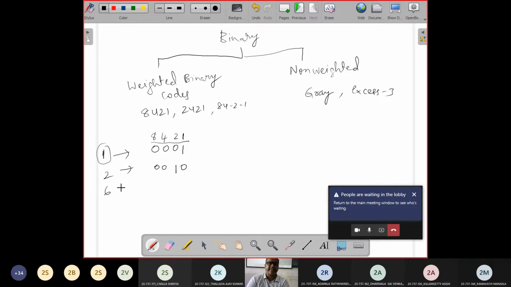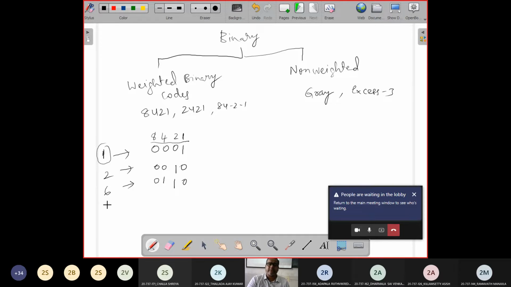Now say for example, I want to represent 6. I should put ones in such a way that the sum of the weights gives a value 6. So where can I place ones to get value 6? I should place a 1 here and a 1 here, and in the remaining places I put a 0. If you add the corresponding weights, 4 plus 2 gives you the value 6. So this is called a weighted code, because every digit is weighted by a factor. This digit is weighted by a factor 1, this by 2, this by 4, and this by 8.